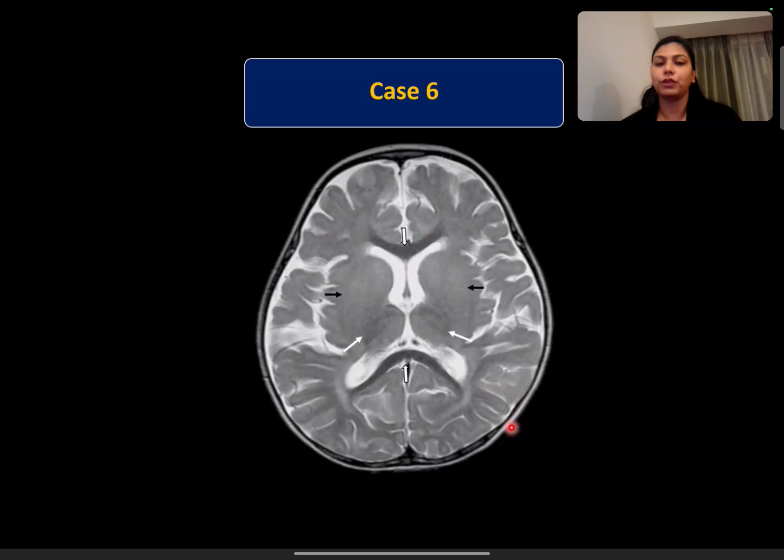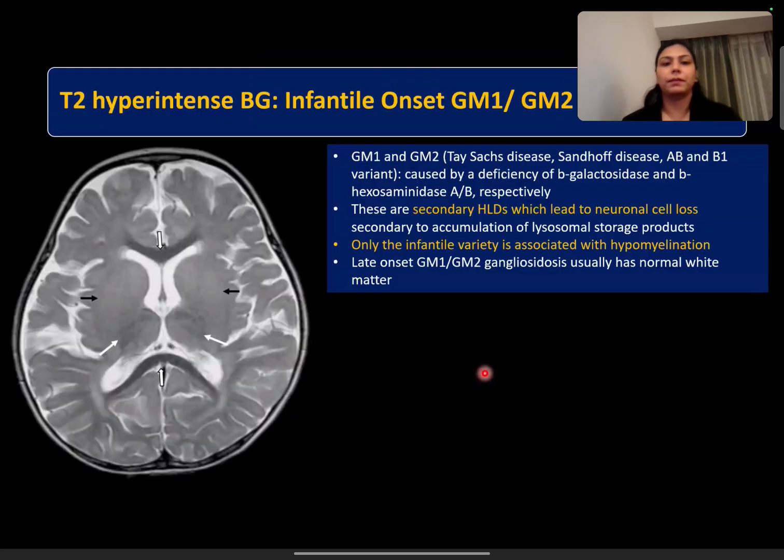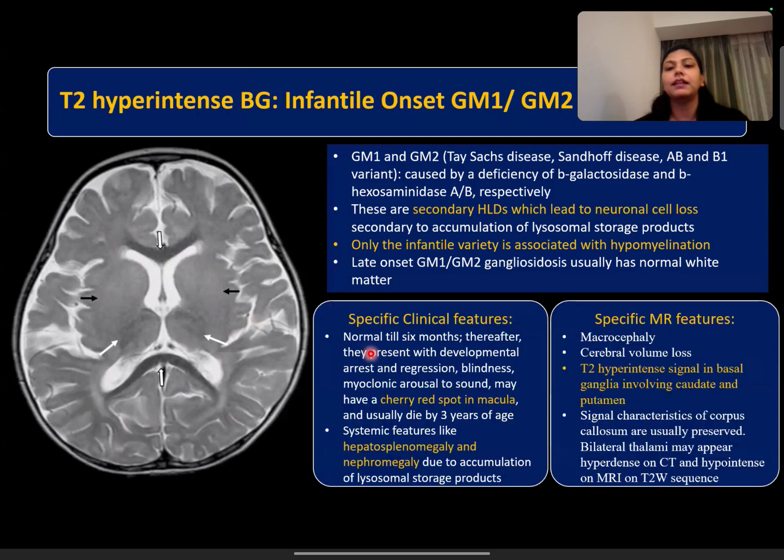So what do you think about the diagnosis? Yes, Tay-Sachs, GM1, GM2 gangliosidosis. What you have to remember is that in GM1, GM2 gangliosidosis, we are able to see this pattern. This is not a very rare diagnosis. It is a common diagnosis, especially if we have the clinical clues, for example, cherry red spot in macula.